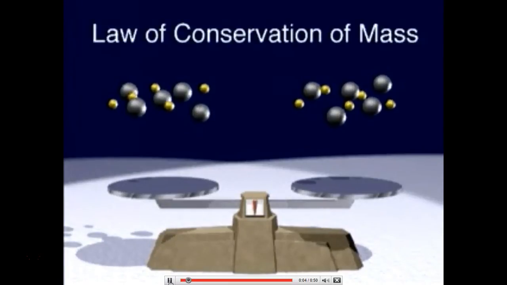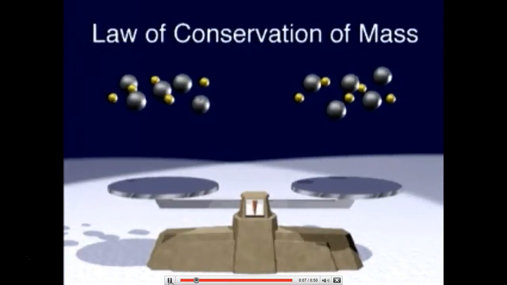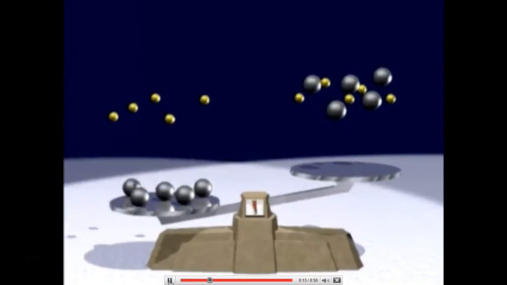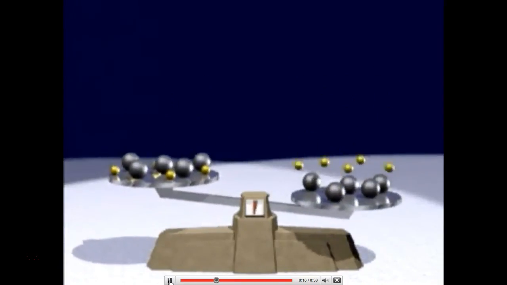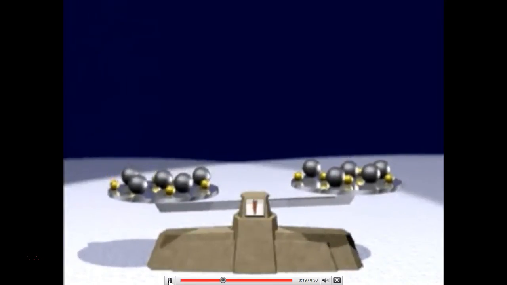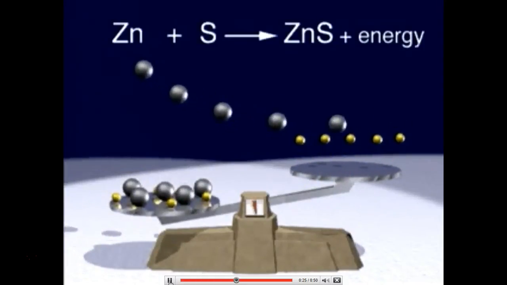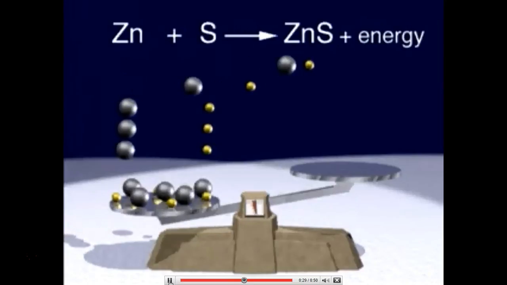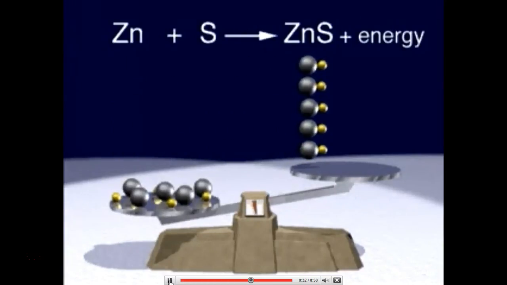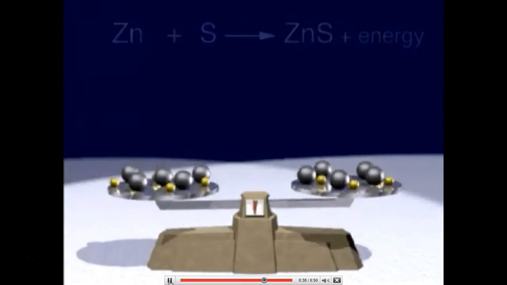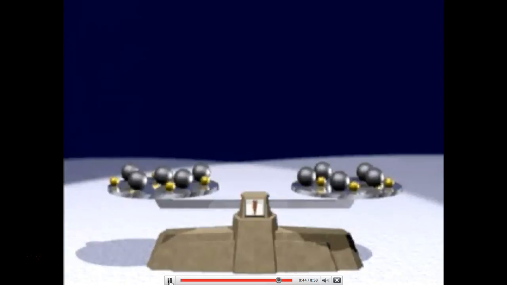The law of conservation of mass states that in a chemical change, matter is neither created nor destroyed. It is only rearranged. For example, let's place 5 zinc and 5 sulfur atoms onto the two sides of a pan balance. The two sides balance because the contents of each pan are identical. Consider the reaction of zinc with sulfur atoms on one side of the balance to form zinc sulfide. 5 zinc atoms will react with 5 sulfur atoms with a tremendous release of energy to form 5 zinc sulfide molecules. The two sides still exactly balance. The total number of zinc and sulfur atoms on each side are still identical, demonstrating the law of conservation of mass.